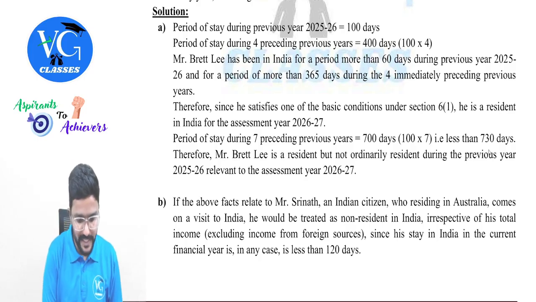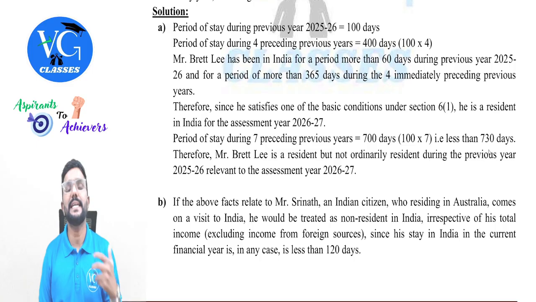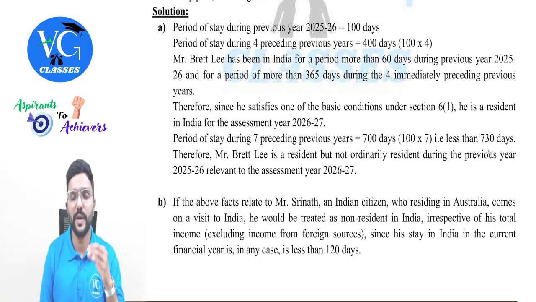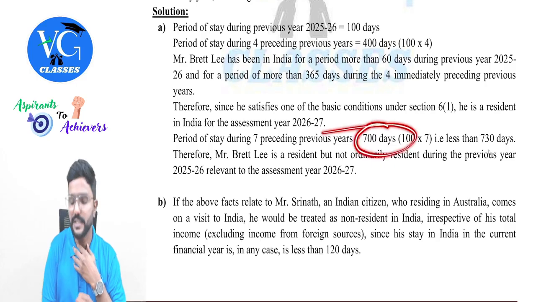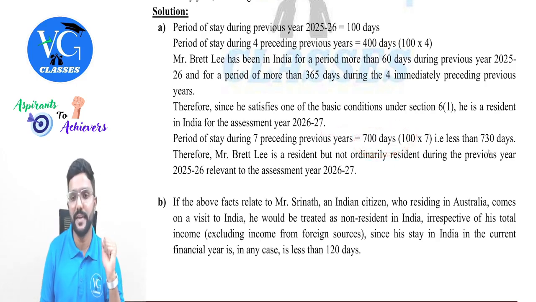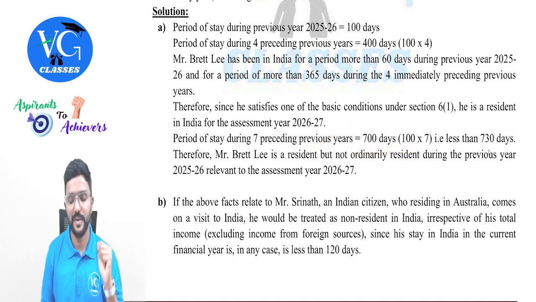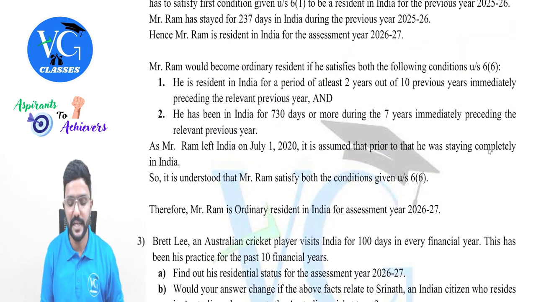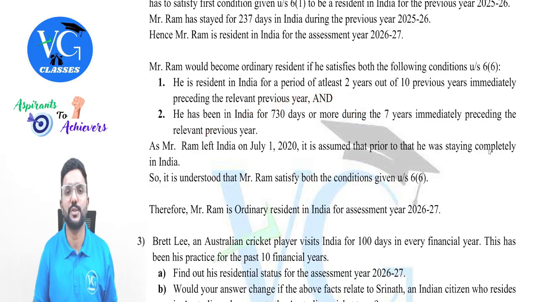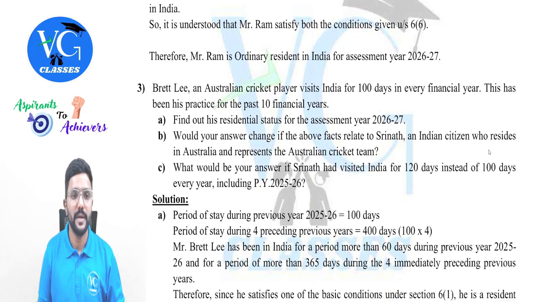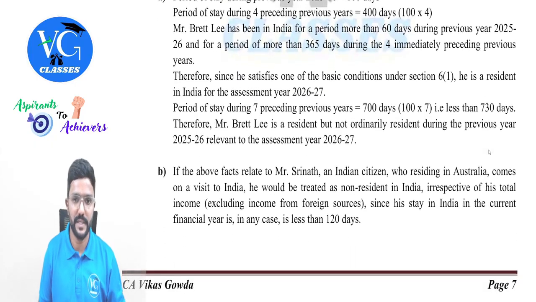Okay, sir. So he has satisfied the second condition given under section 6.1, so he would be a resident. Then should we check the additional conditions? Yes, sir. But one of the additional conditions is not satisfied, because in the last 7 years he would be in India for 100 into 7, 700 days. Whereas the condition is how much? 730 days or more. So he didn't satisfy. He will be a not ordinarily resident, guys.